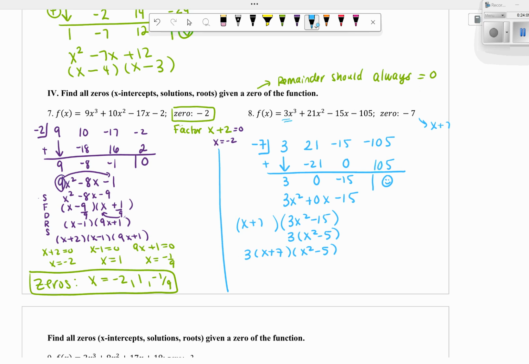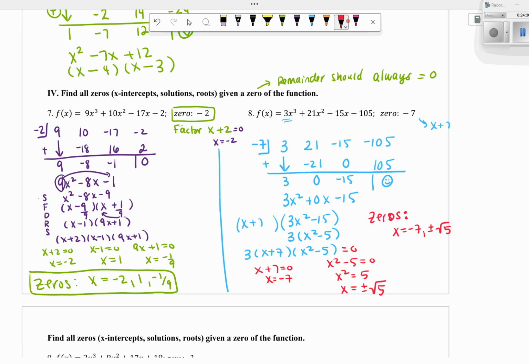But again, we're trying to find the zeros. So let's set each of these equal to 0 and solve. We don't set 3 equal to 0 because it doesn't have an x with it. So x plus 7 equals 0, so x equals -7. And x squared minus 5 equals 0, so x squared equals 5, and x equals plus or minus the square root of 5 when you take the square root of both sides. So your zeros are x equals -7, which was given, and plus or minus the square root of 5.